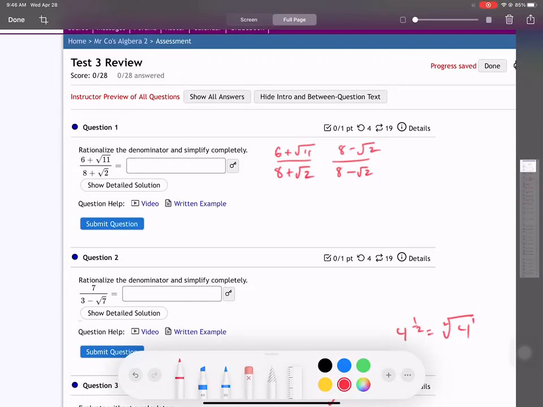Now, when you multiply a binomial by its conjugate, it's actually really easy. The plus and minus cancel the middle term, and it just becomes 64 minus, and square root of 2 times square root of 2 is just regular 2. That's what the bottom is. The top is going to be a big mess.